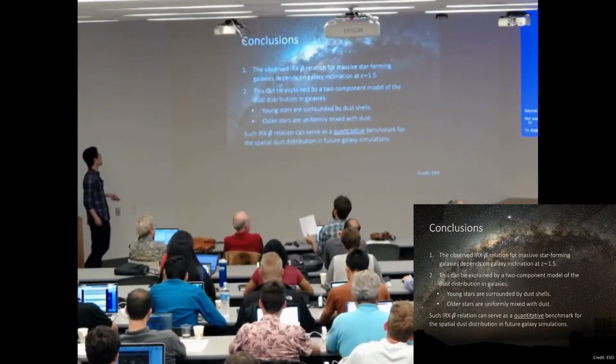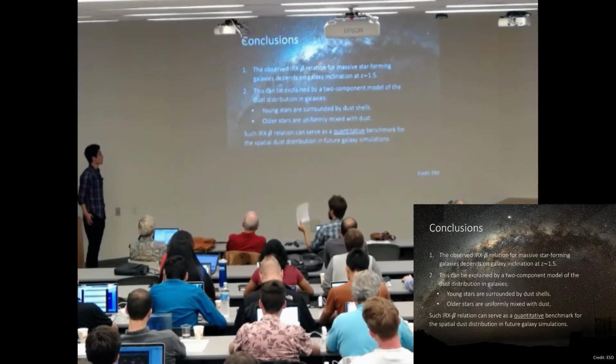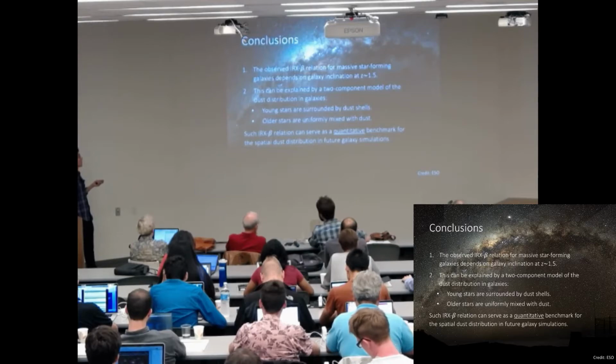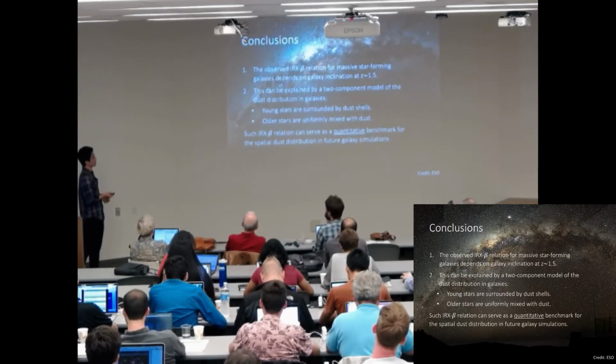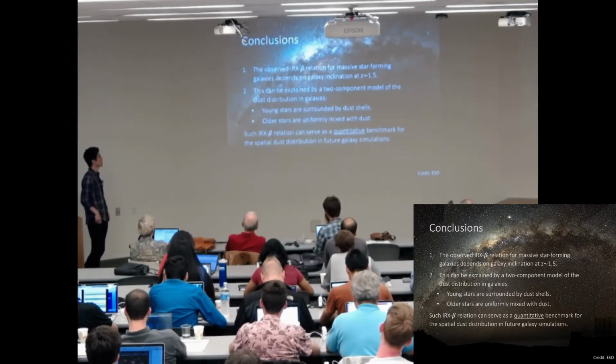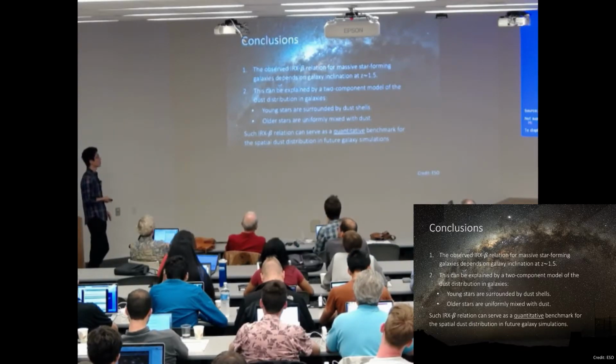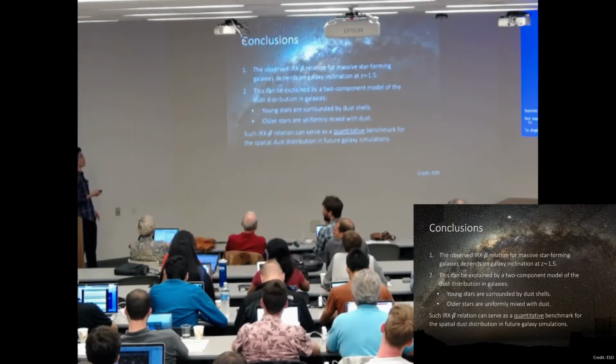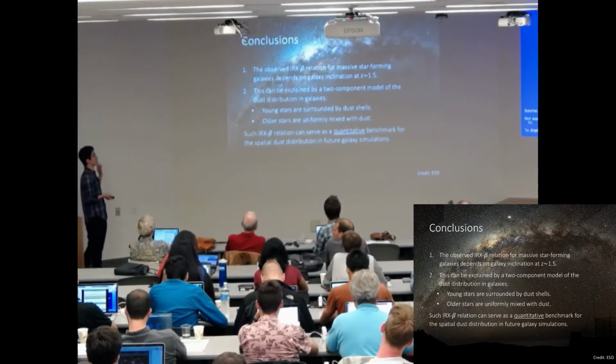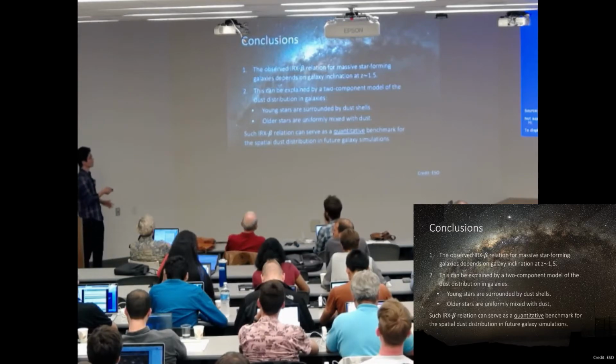Okay, here I go back to the conclusions. I use this so-called LX spate iteration to understand the spatial distribution of dust. We found this can be explained by a two-component dust model. Young stars are surrounded by local shells in their H2 regions, and the older stars are mixed with dust.